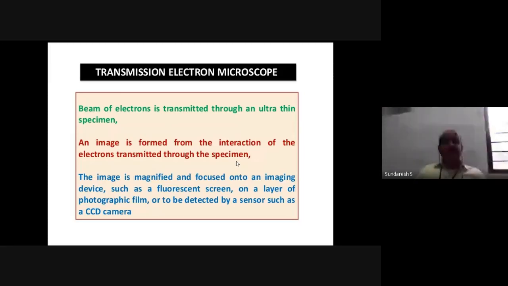Once the image is formed by the interaction of the electrons, this image will be magnified. The imaging device might be in the form of a fluorescent screen, or a layer of photographic film, or a sensor such as a CCD camera. These are the different types of imaging screens we have. Any one of these can be used to magnify and focus the image which is formed due to the interaction of the electrons in a transmission electron microscope.